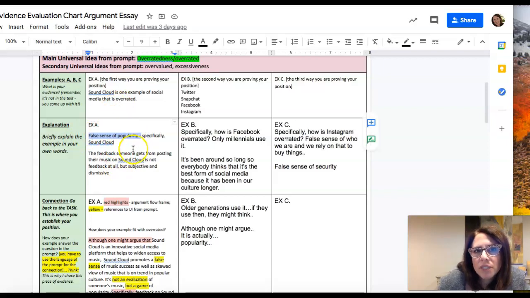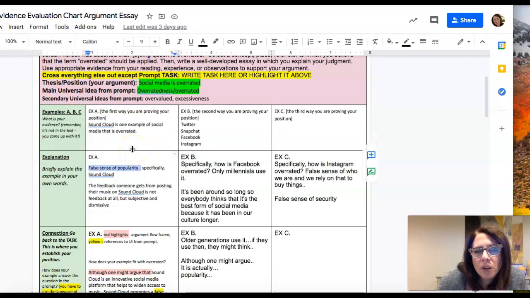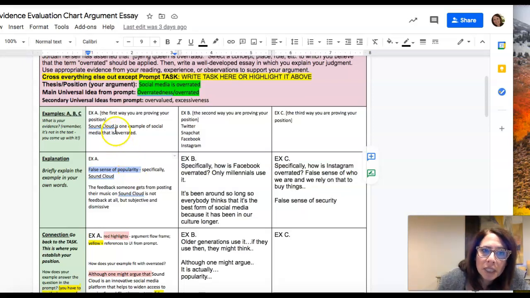Every time you come up with an example, yes, you need the specific example, like SoundCloud, that is a specific example of social media, and that social media is overrated. But you also would need the because, the what and the why.